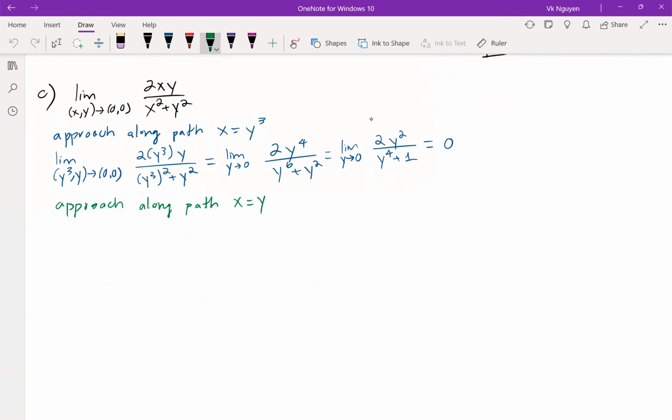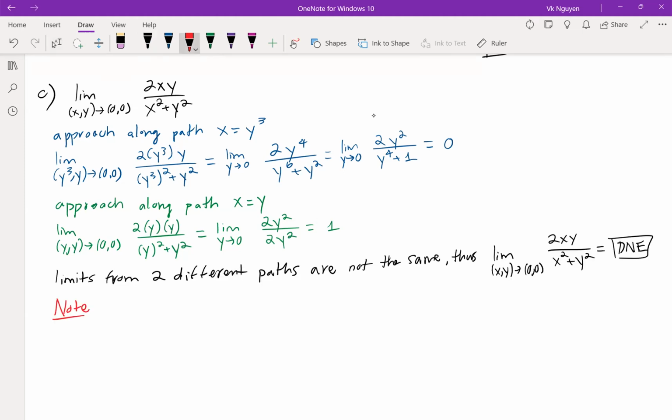Okay, so let's see. Limit, x equals y, so I'm going to put a y here, going to (0, 0). 2y times y over y squared plus y squared. Now this looks good. 2y squared over, oh my God, it's 2y squared. So that is just 1. Yay! Look at this one here. The limit from two different paths is not the same. Thus the limit does not exist.